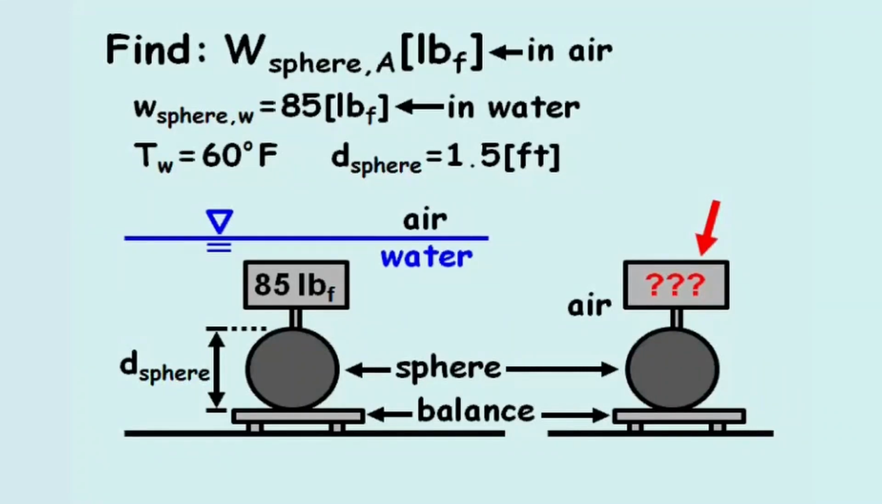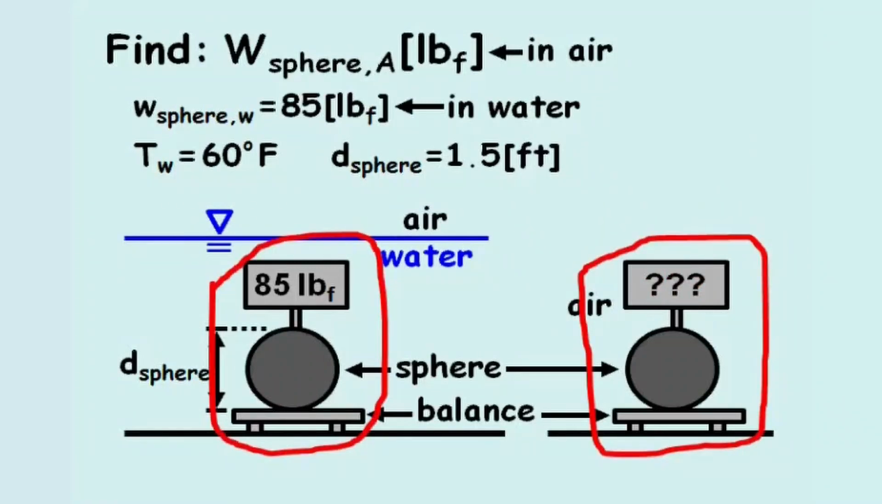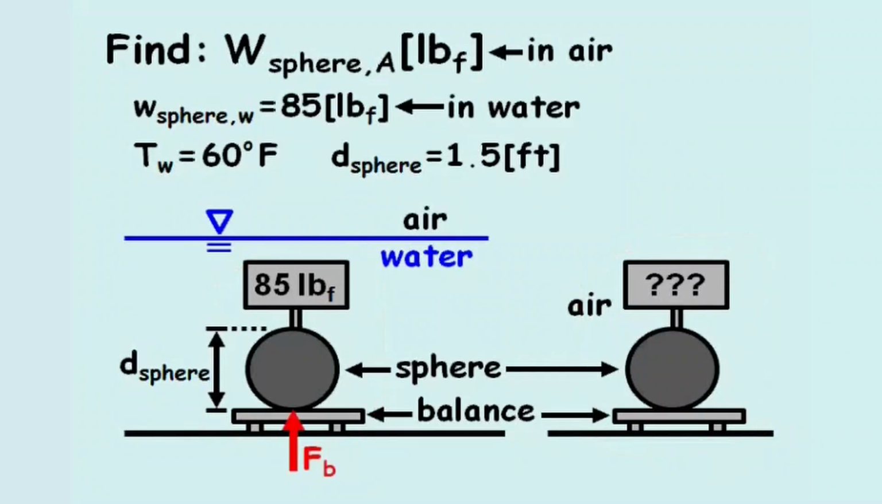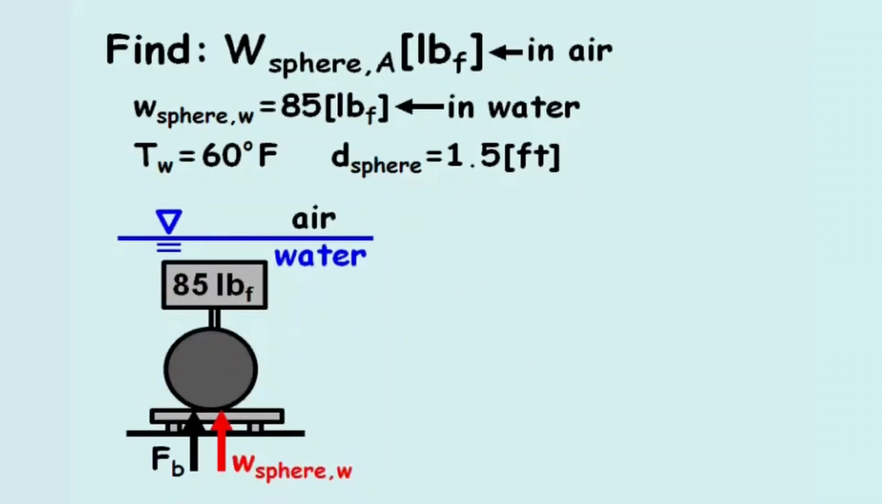The difference between the scale reading when the sphere is submerged and when the sphere is in open air equals the buoyant force Fb, which acts in the upward direction on the submerged sphere. The other forces acting on the submerged sphere include the upward force exerted on the sphere by the scale, which we know equals 85 pounds. The last force in the vertical force equilibrium is a downward force, which is the weight of the sphere in air, which is what we're trying to solve for.